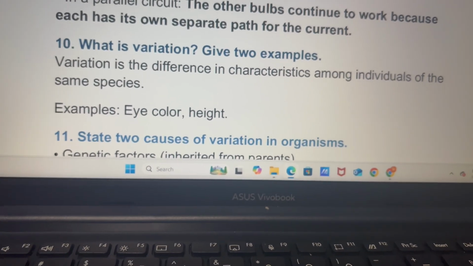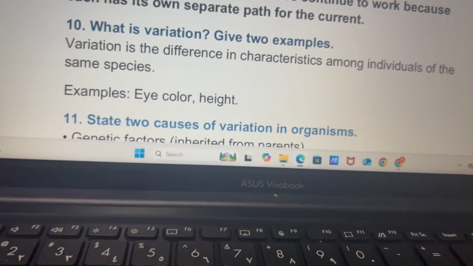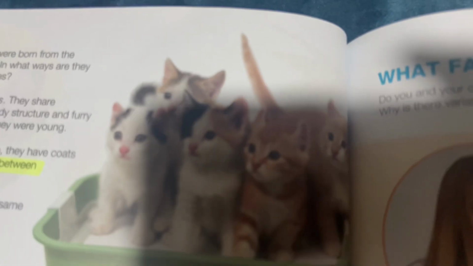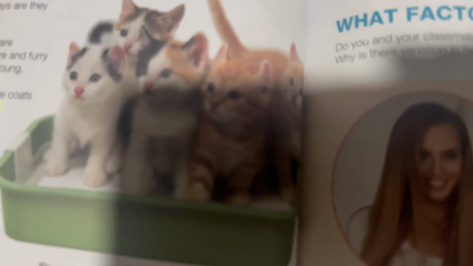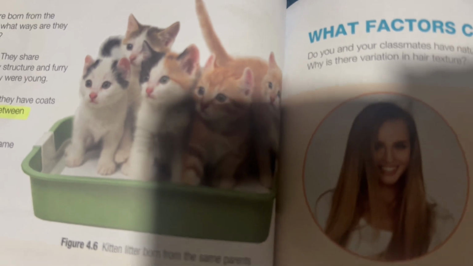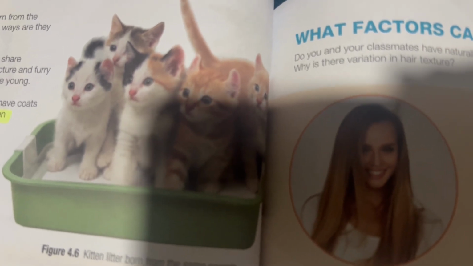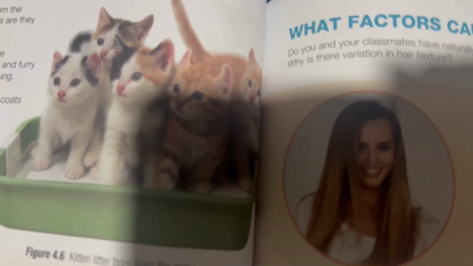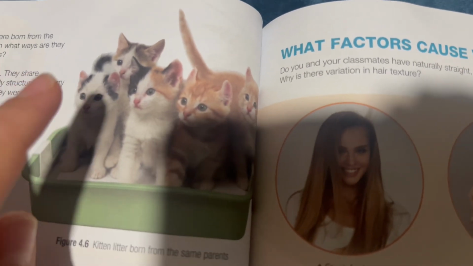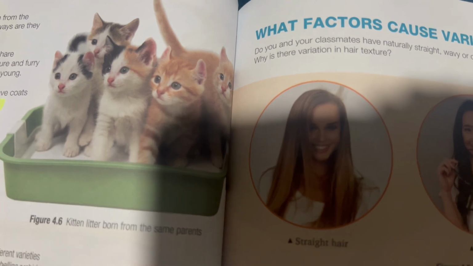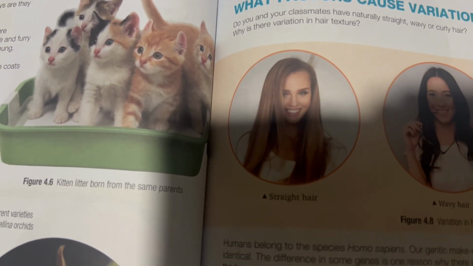I'm opening variation here from the book. Like here, these cute little kittens, they are all the same species, but they don't look exactly the same. They are all siblings from the same parents, but they're still not exactly the same. They have variations between them: the fur color, the tail, the shape, the features, everything.